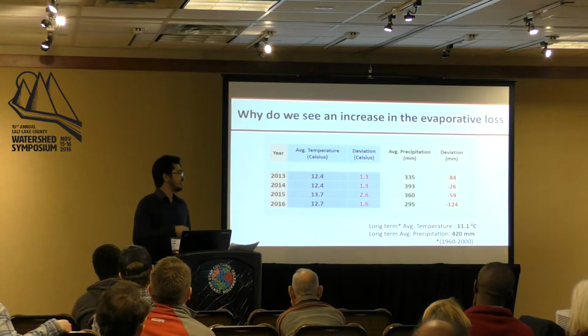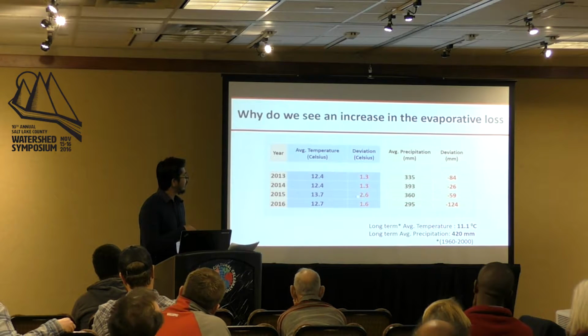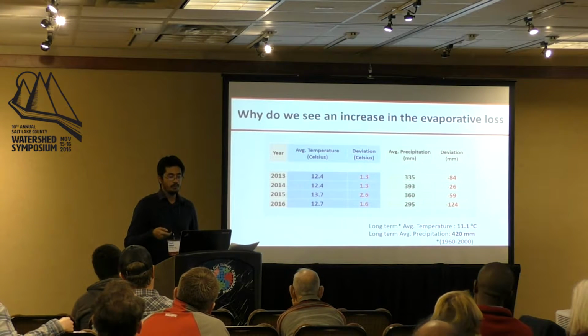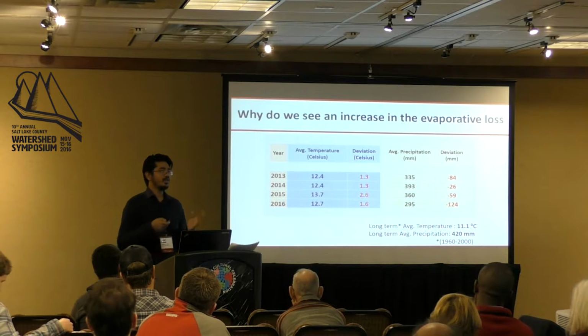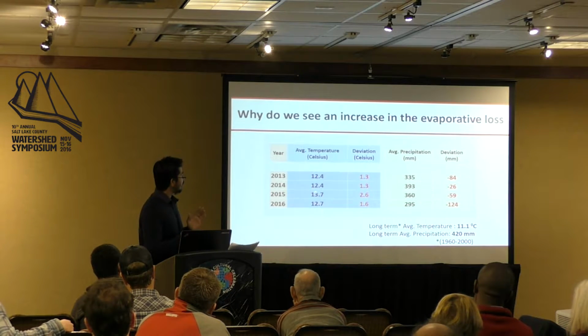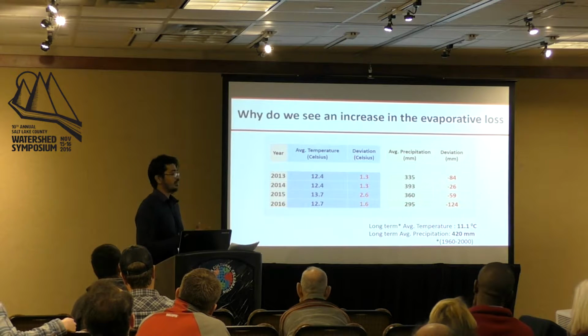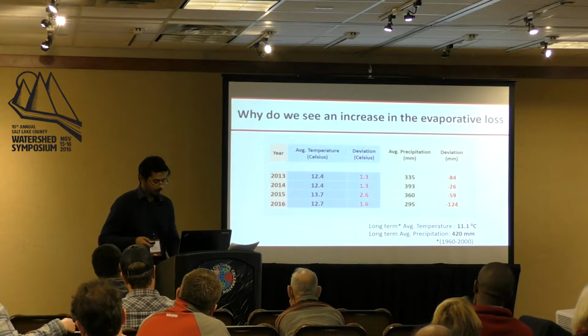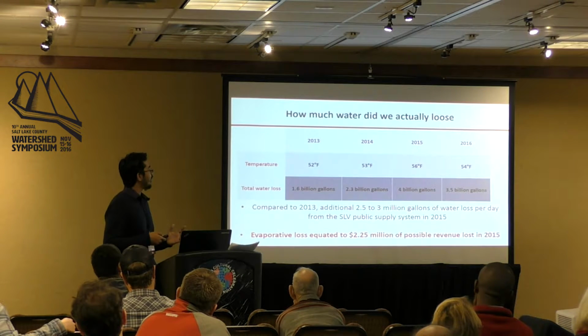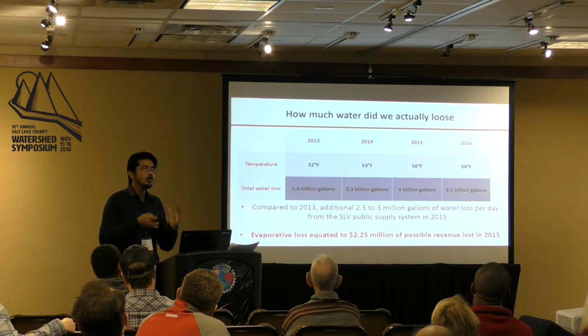What this suggests is that temperature is a dominant factor when it comes to evaporative loss of water, not the amount of precipitation. So it might happen that in a given year we might have less precipitation, but if we have a much higher deviation from the average temperature, if the average temperature is much higher, we will lose more water due to evaporation. So I wanted to quantify how much water we actually lost.